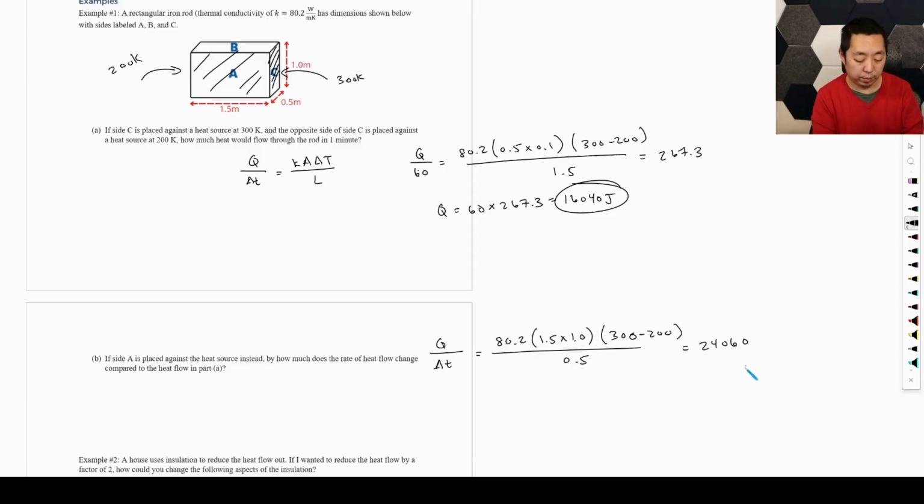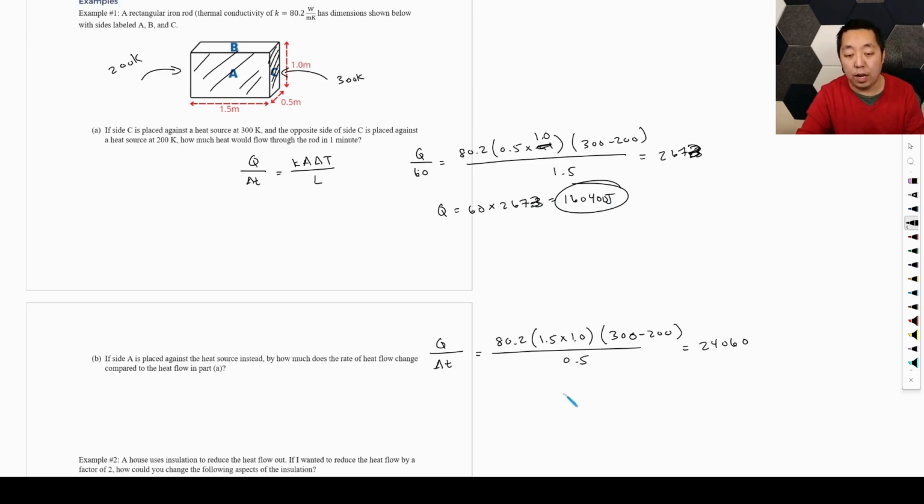Let's just see how that compares. Oh, where did I get the 0.1? This should be a 1.0. Sorry, I messed this up. So this would be times 10. I don't know where I got the 0.1. So it'd be like this.